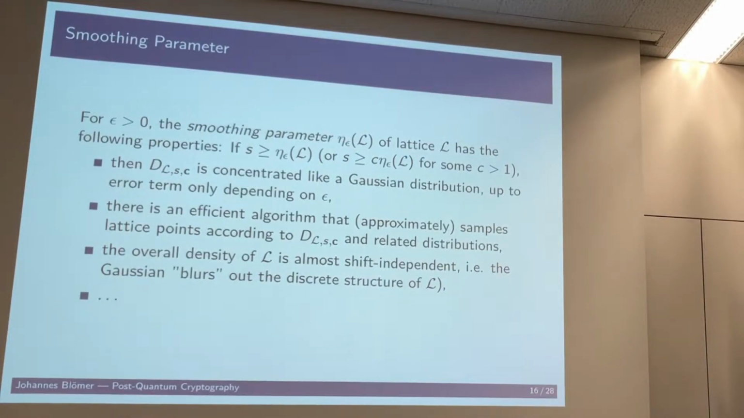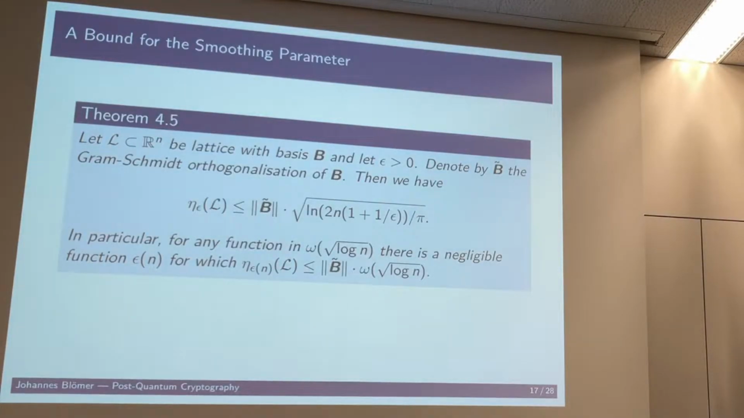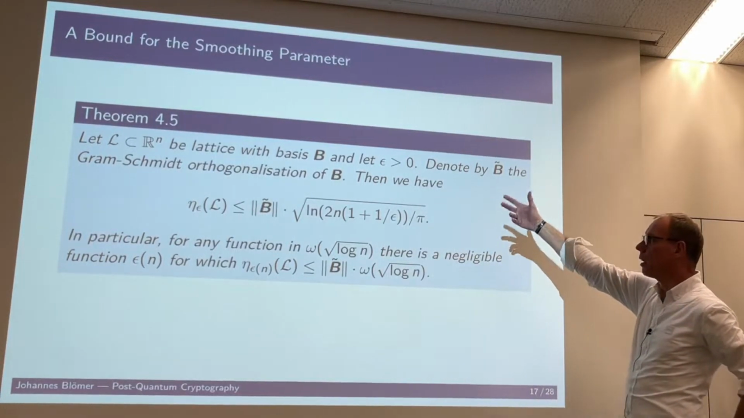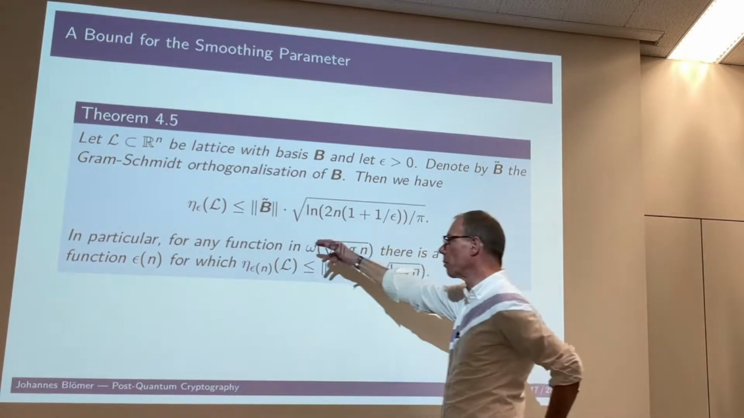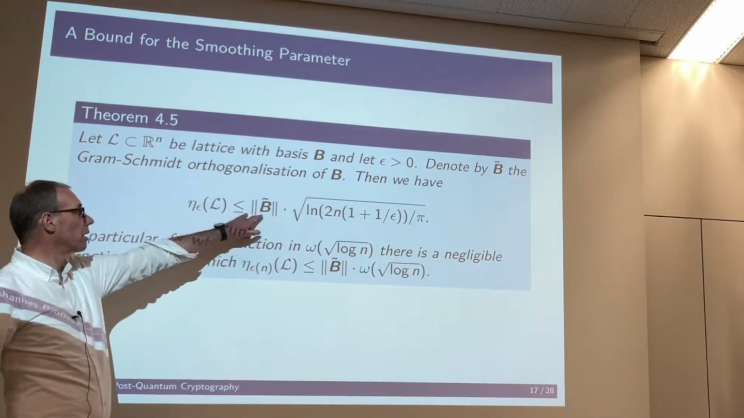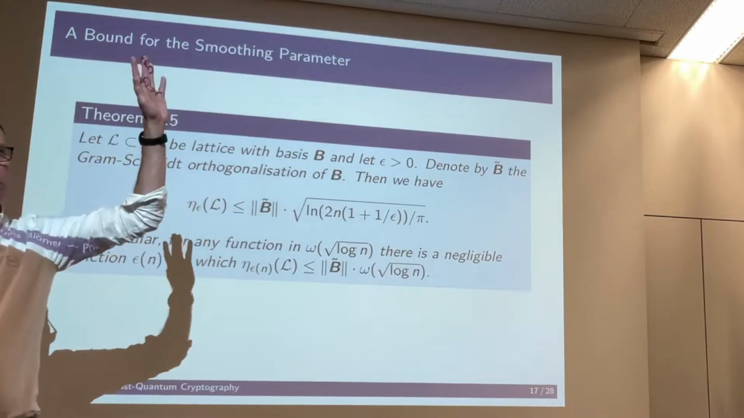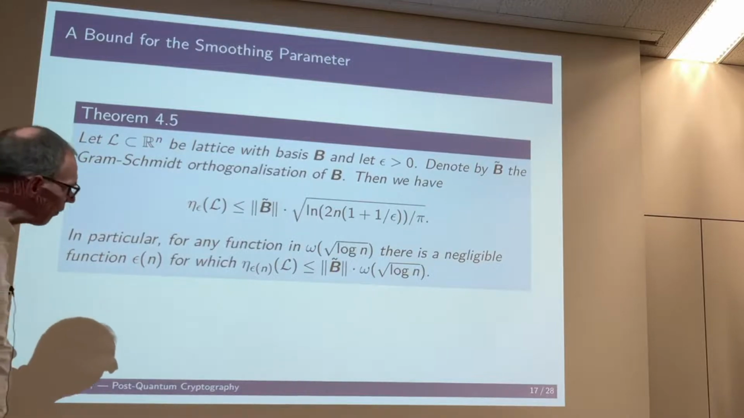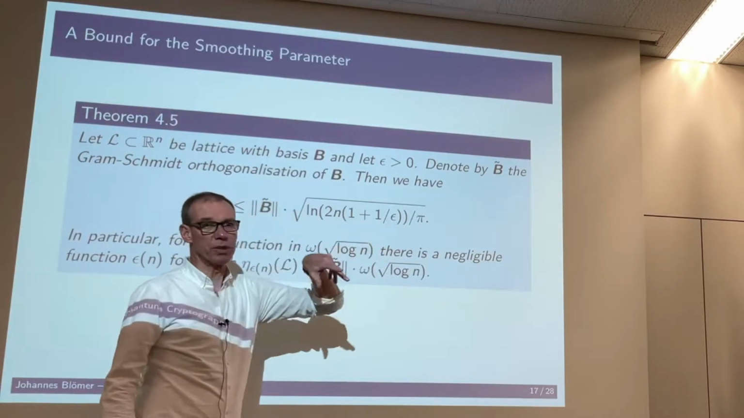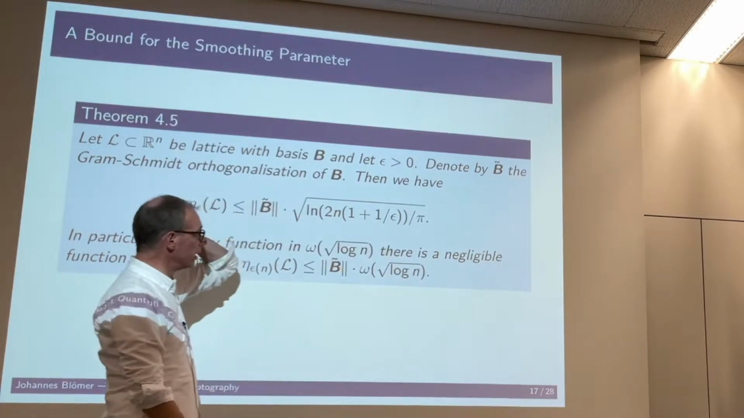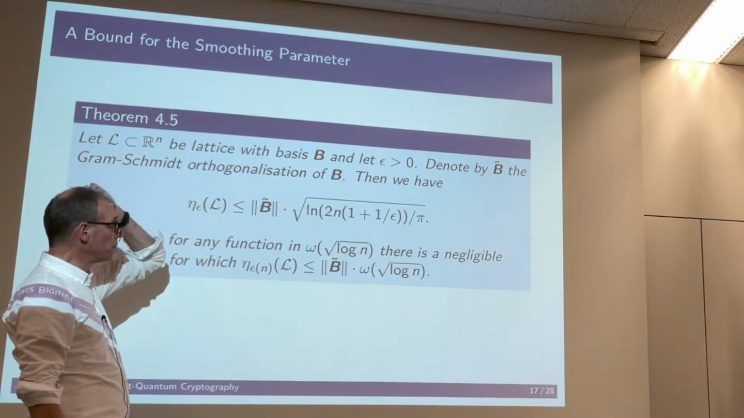And there are many other things that I want to talk about today. The important thing that we also have is this bound on the smoothing parameter. For epsilon larger than 0, we know that the smoothing parameter eta_epsilon is bounded by the length of the Gram-Schmidt orthogonalization of any basis for the lattice, times this factor here that is roughly ln n divided by epsilon. Right? So this plus here is just to cover the case that epsilon is larger than 1.